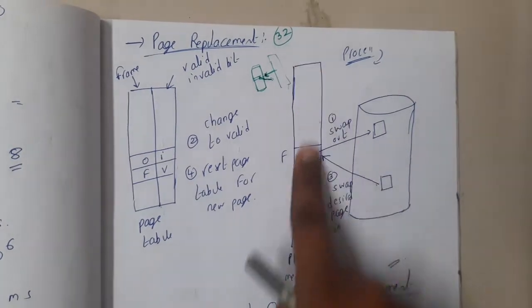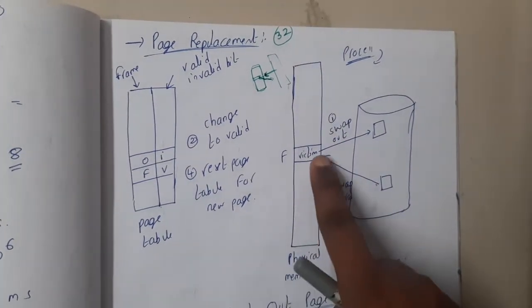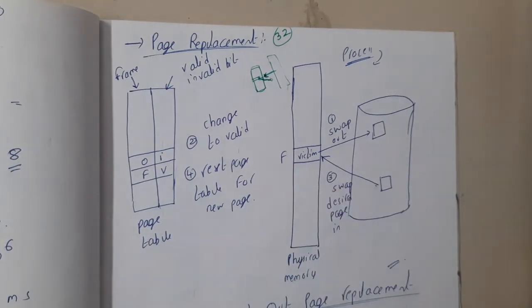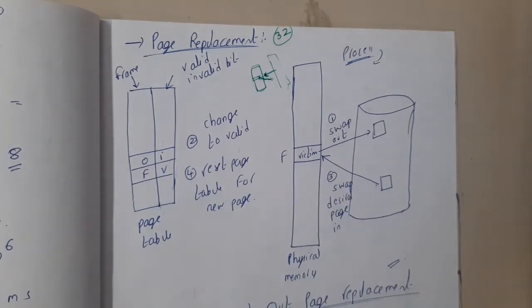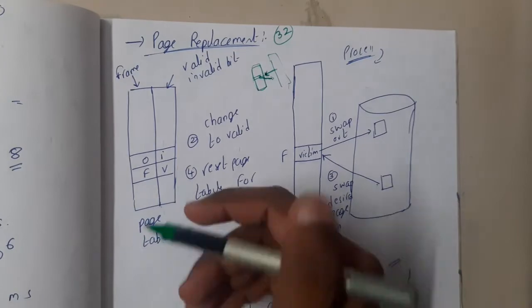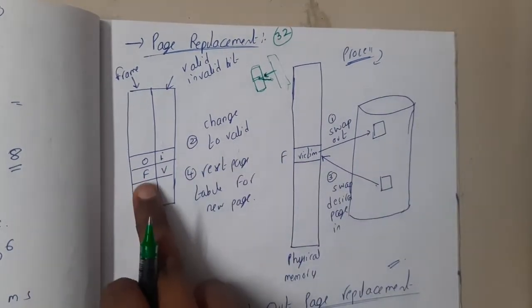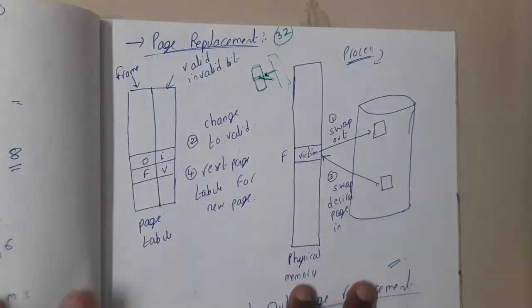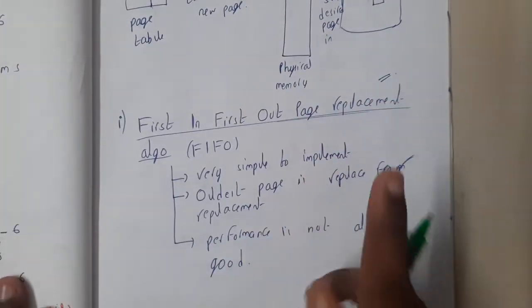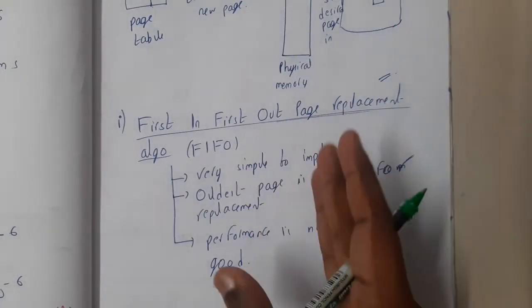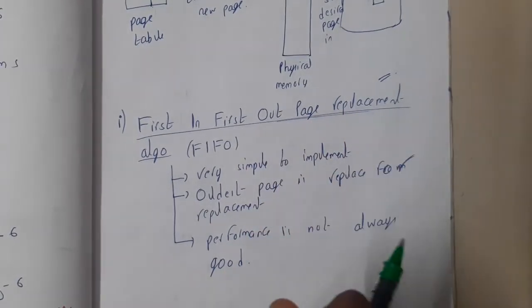You are going to select a victim, swap him out, and swap in the required page, right? Whenever you do this, you change the invalid bit to valid, and you update the frame number and all those concepts also, right? Now let us start with the first algorithm, FIFO, that is the first in, first out page replacement algorithm.